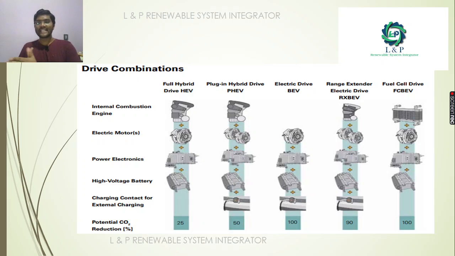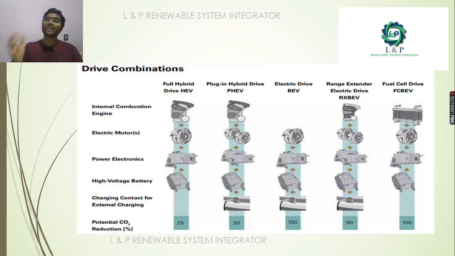And the next variety is the fuel cell drive battery electric vehicle, that is FCBEV. Here we have an electric motor, power electronics, and the high voltage battery. But why does this vehicle not need any charging contact? It doesn't need any charging contact because it is a fuel cell operated battery electric vehicle. So we charge the battery with the help of the fuel cell.